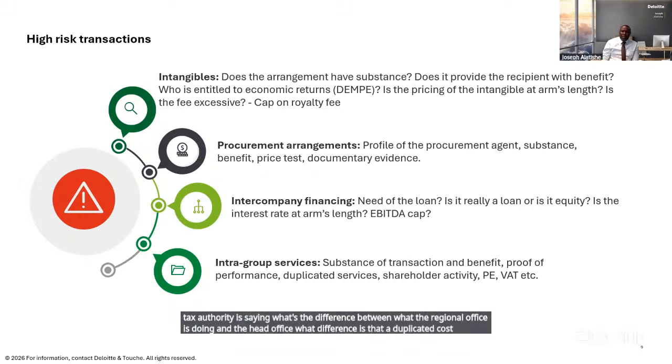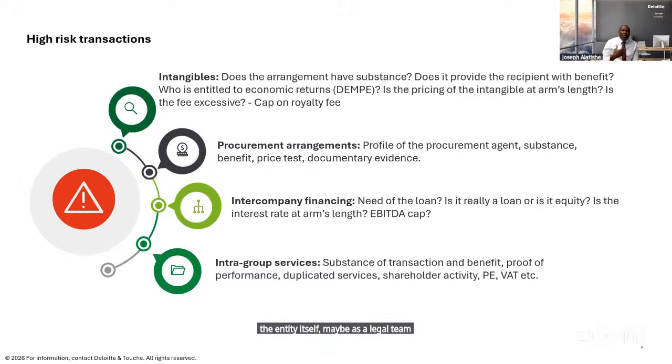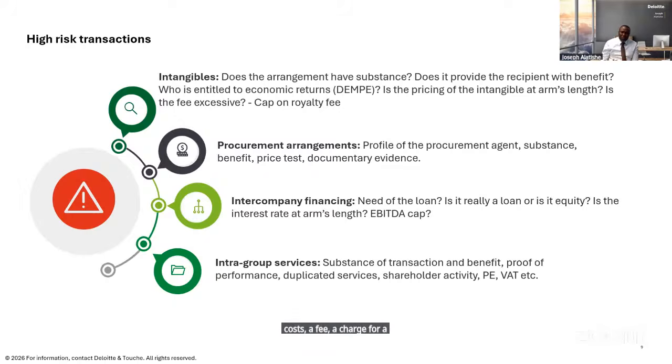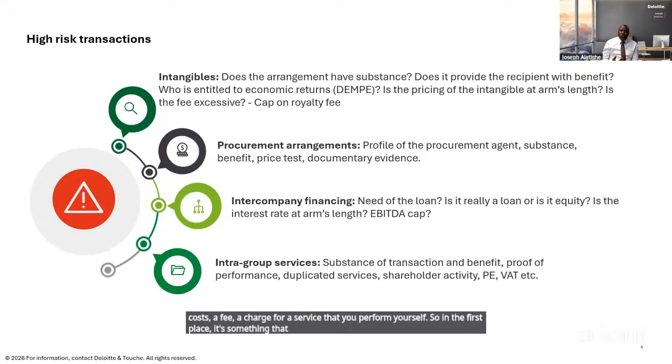Or it could also be a case that the entity itself maybe has a legal team, and then the tax authority also sees legal service fees coming from headquarter. And then the question the tax authority will be asking is, is it a duplicated service? Why are you receiving a cost, a fee, a charge for a service that you perform yourself? So in the first place, it's something that your documentation should be able to show. By the time you are doing your local file, your TP report, you should be able to distinguish between what is done in-house and the cost you receive.